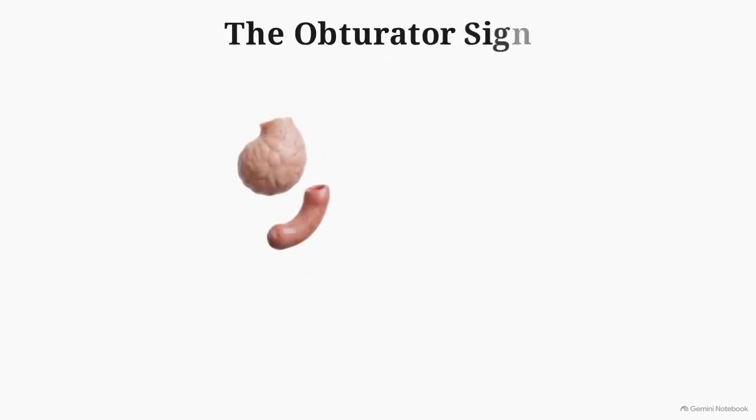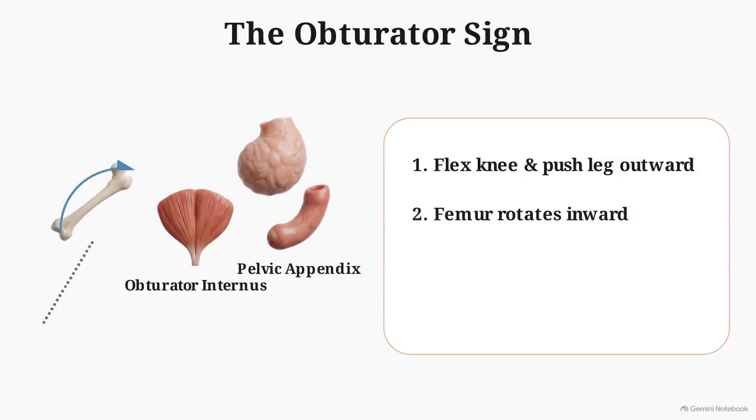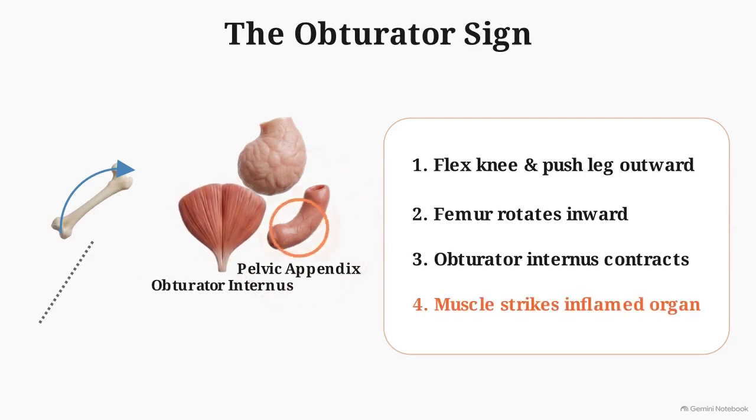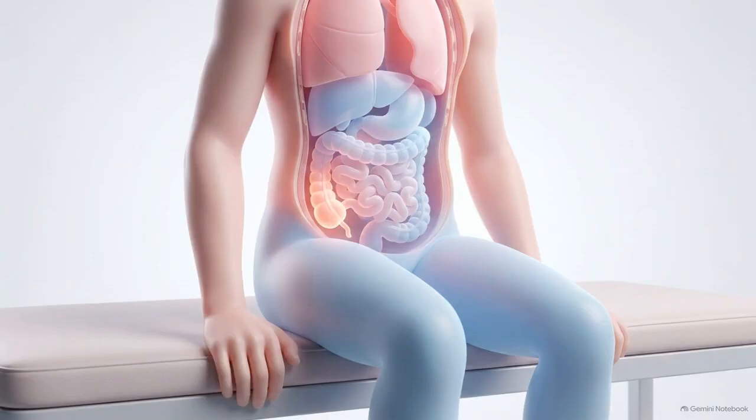For a pelvic appendix, we use the obturator sign. The patient lies flat. You flex the right knee and push the lower leg outward, rotating the femur inward. This contracts the obturator internus muscle deep inside the pelvis, striking the low-sitting appendix. These maneuvers map the internal anatomy by using the patient's own muscular geometry to squeeze a reaction out of a deep-seated infection.